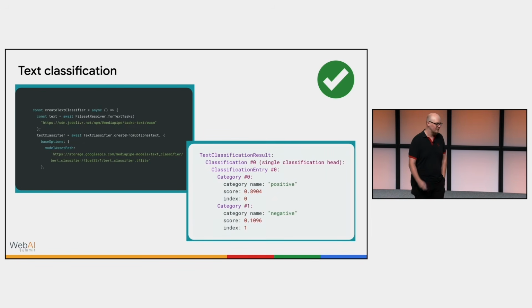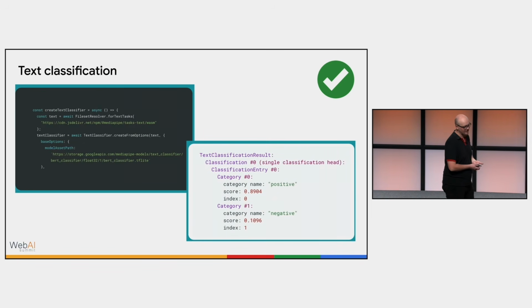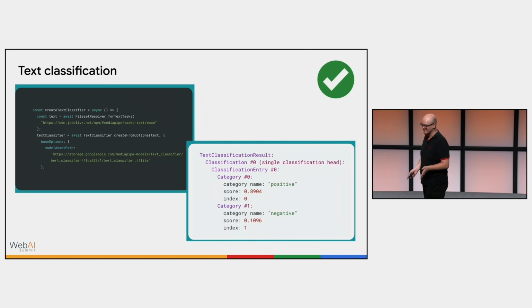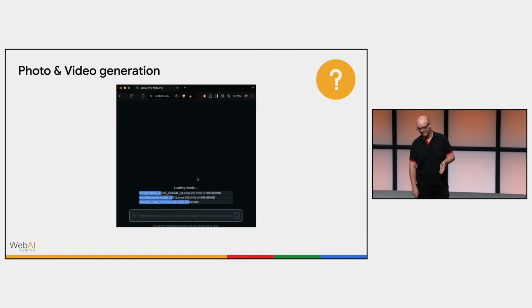It's just ready. Another one to just keep blasting through is text classification. It's really hard to find a good visual for text classification, so I'm just showing you some code here. But I swear, it works really well. And these are small models, and it's also something that's ready for you to try.